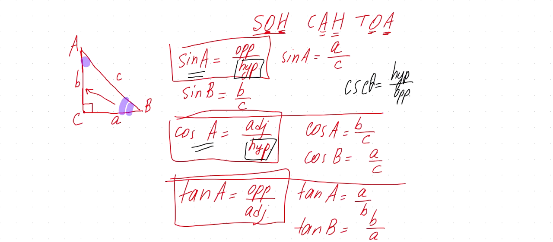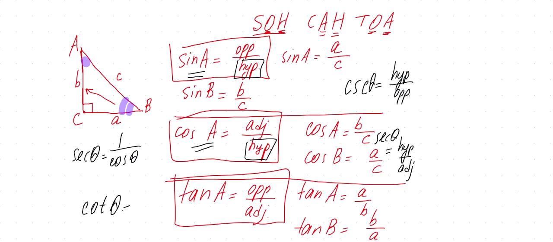So secant of theta will be the reciprocal of cosine. And that means that secant of theta is hypotenuse over adjacent. And we also have a reciprocal for tan. So cotangent of theta is 1 over tan of theta. And that means that cotangent of theta is adjacent over opposite.